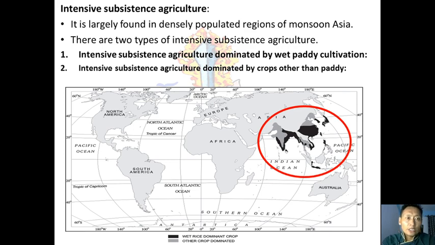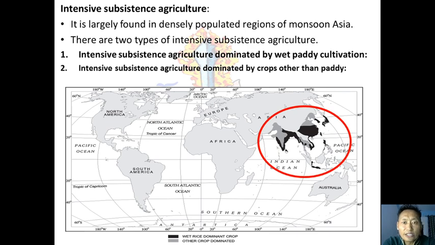So intensive subsistence agriculture is largely practiced or found in densely populated regions of monsoon Asia. So below in this picture we have one map. In that map I have made a red circle. Inside the red circle we have a region with dark shading and regions with light shading. So these are the regions where intensive subsistence agriculture is practiced by peoples settled in these regions.